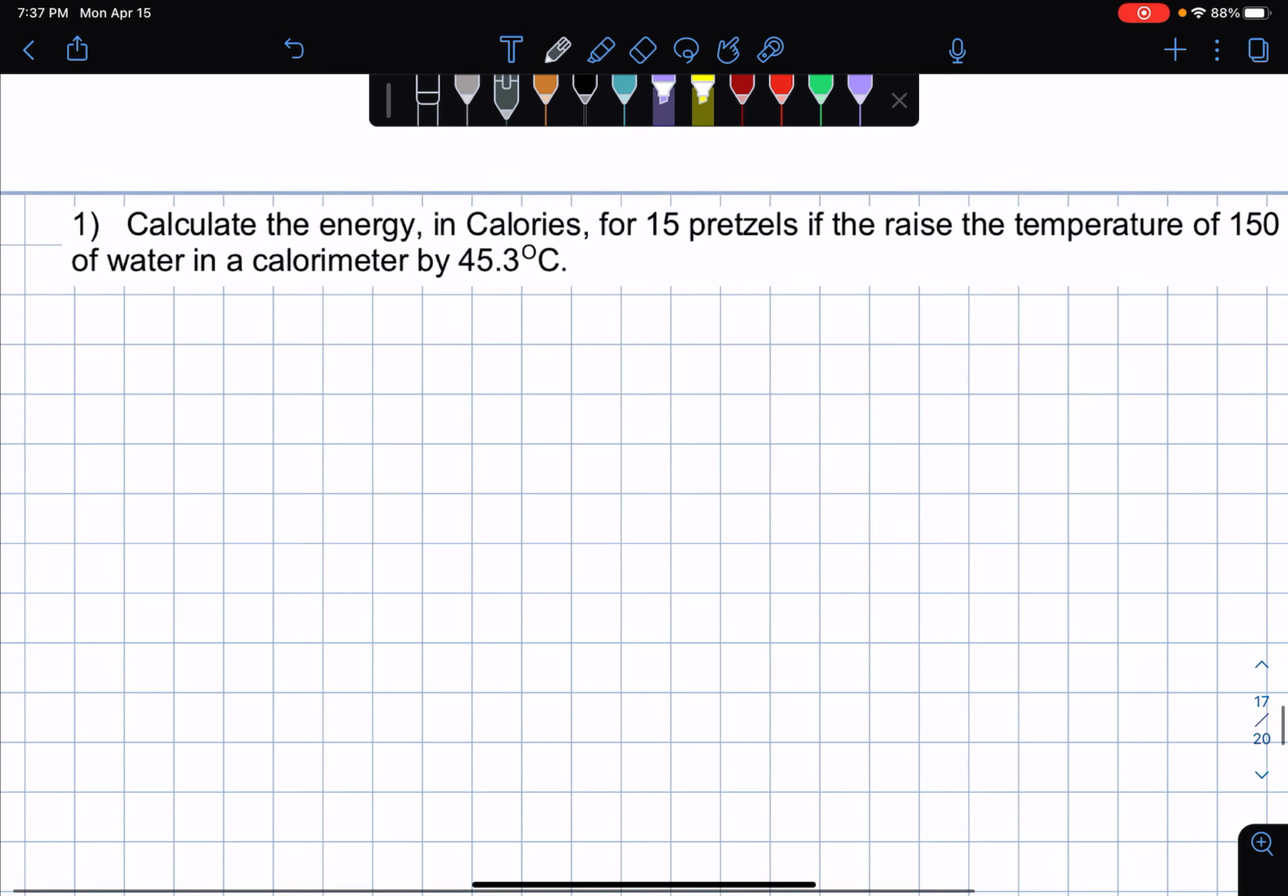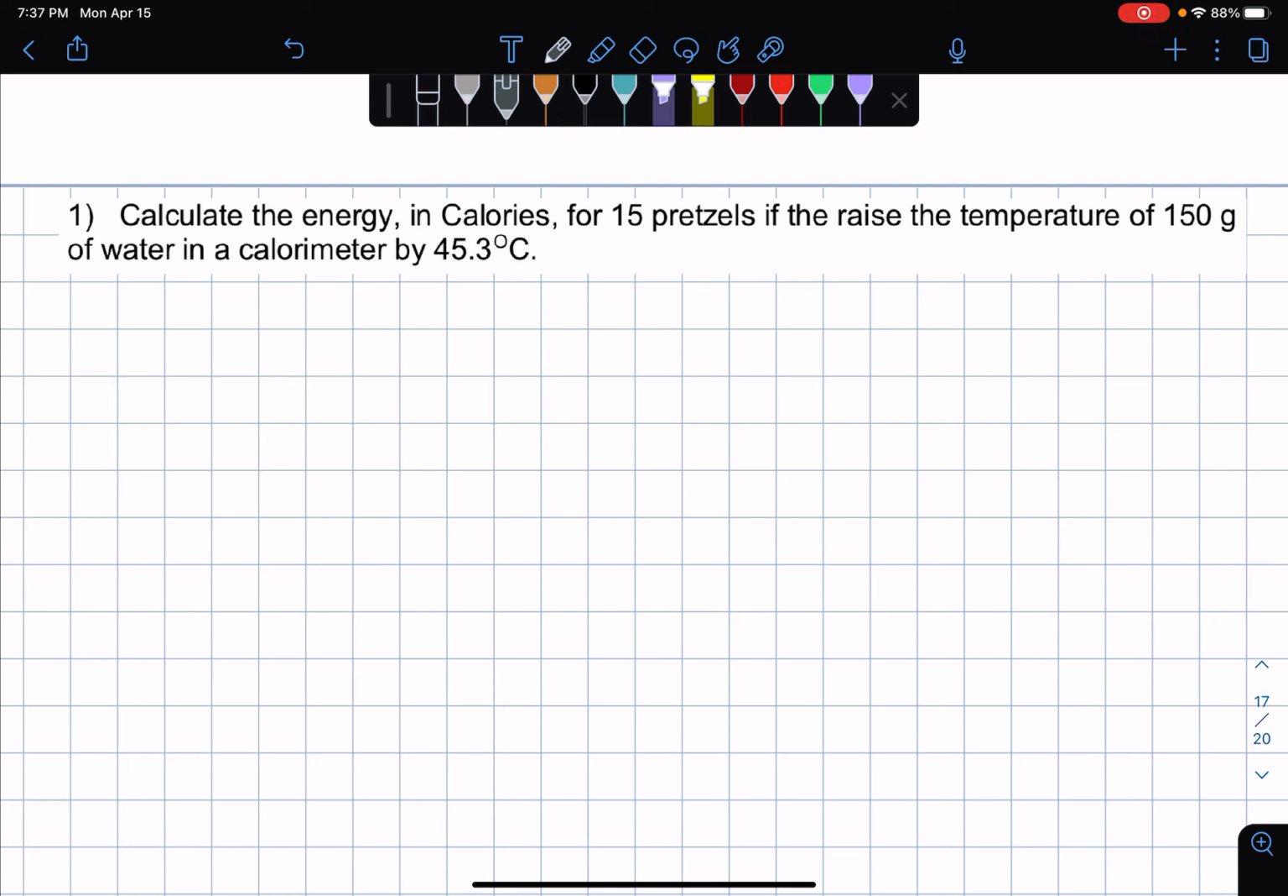Okay, so we're looking for energy. Let's write down the formula again. Q is equal to mcΔT. It's usually written like this, but it was recently advised that it has to be capital T for some reason. Anyways, Q is missing, but I believe we do have the mass. The mass is 150 grams. 15 pretzels. Does that matter? I don't think so.